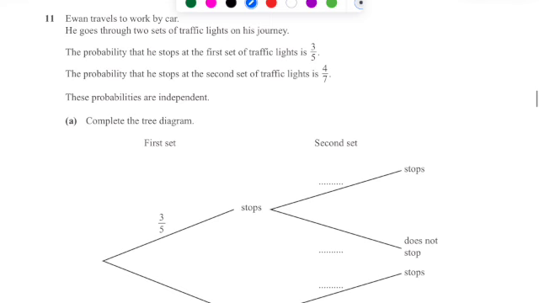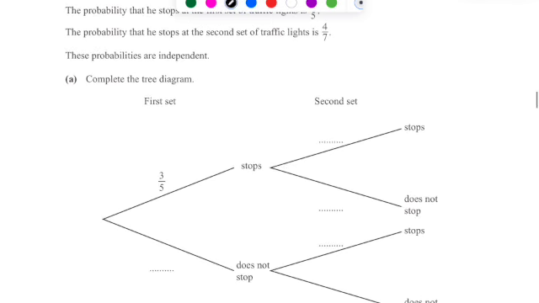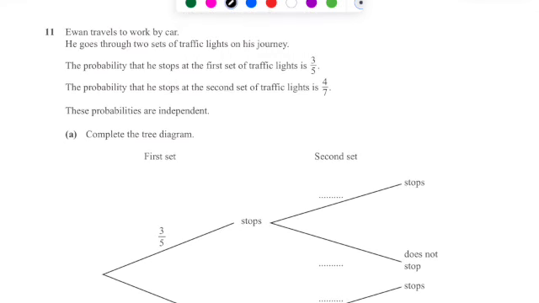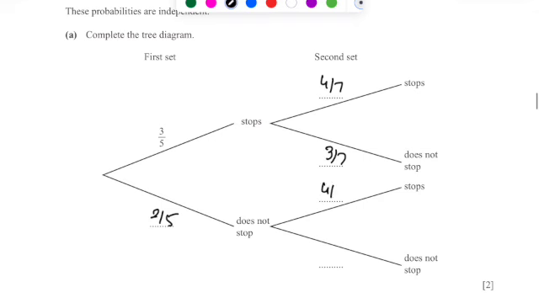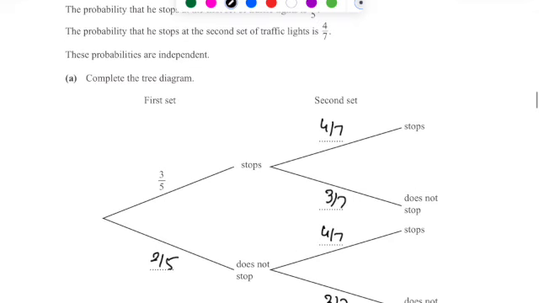He goes through two sets of traffic lights. The probability that he stops at the first set is 3 upon 5, so not stopping will be 2 upon 5. At the second set, the probability that he stops is 4 upon 7, so not stopping is 3 upon 7.